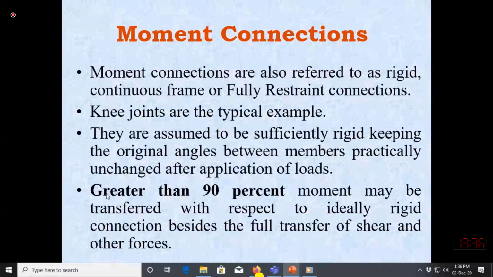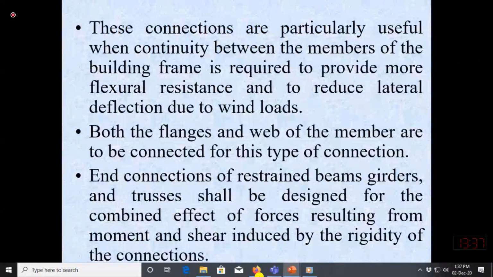Normally, a fully restrained moment connection may be regarded as such if it is transferring more than 90% of the moment from one part to the other part, besides the full transfer of shear force. All types of connection will necessarily transfer the shear force, but they may or may not transfer the moment. If they are transferring the moment along with shear force, they will be referred to as a moment connection. For example, in your structural analysis, I will show you an example in the upcoming slide.